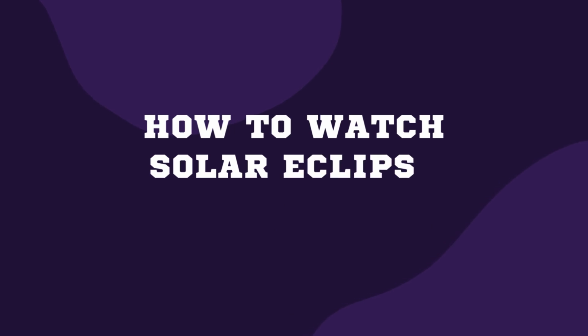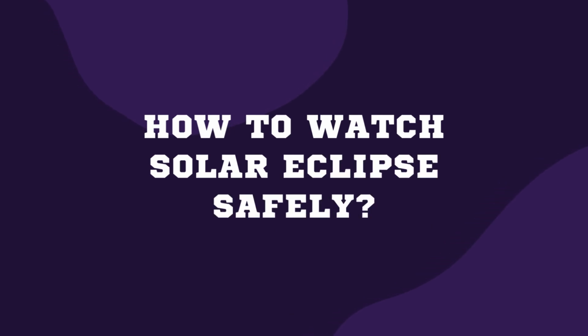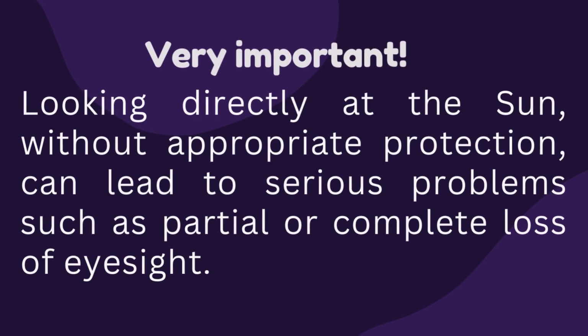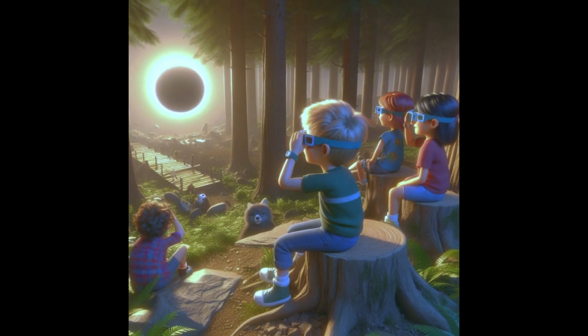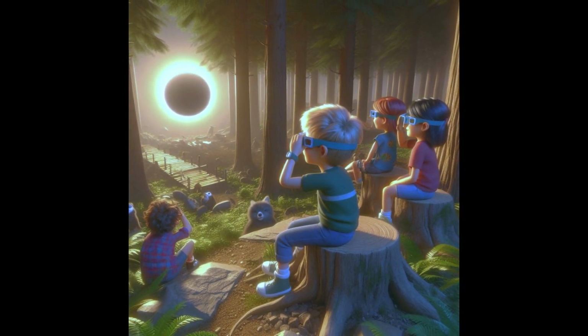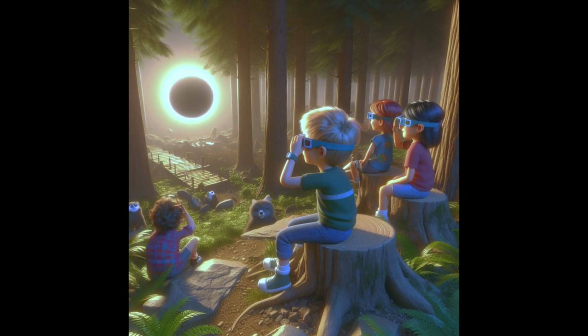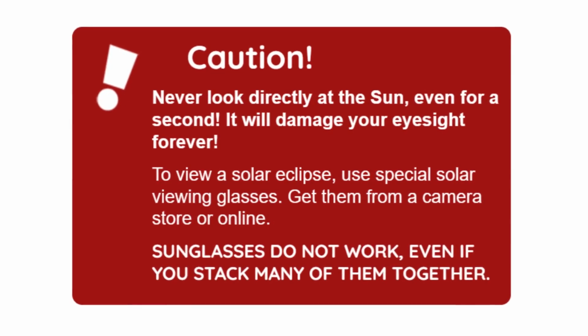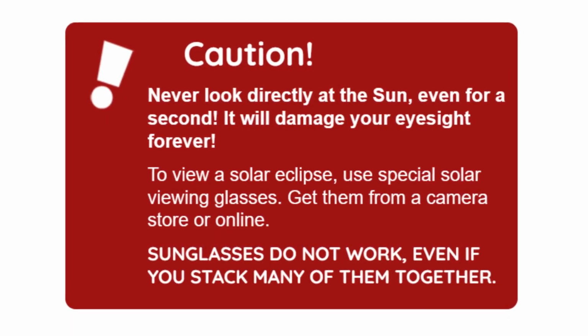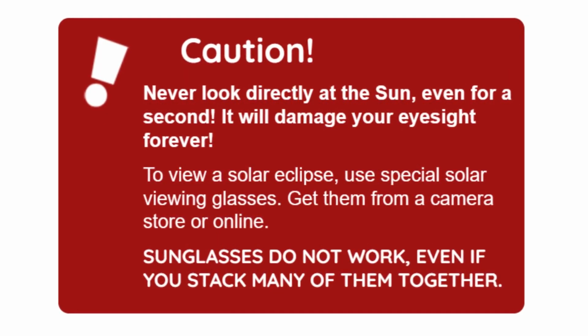Now, the next important thing is to understand how to watch a solar eclipse safely. Looking directly at the sun without appropriate protection can lead to serious problems such as partial or complete loss of eyesight. So beware. Never look directly at the sun, even for a second. To view a solar eclipse, use special solar viewing glasses. Sunglasses do not work, even if you stack many of them together.